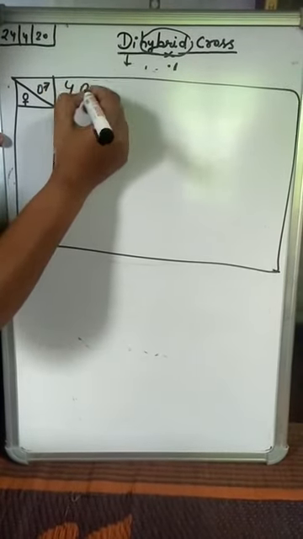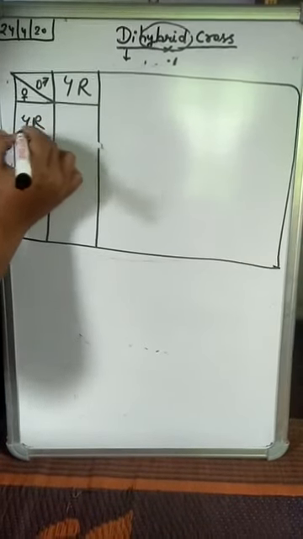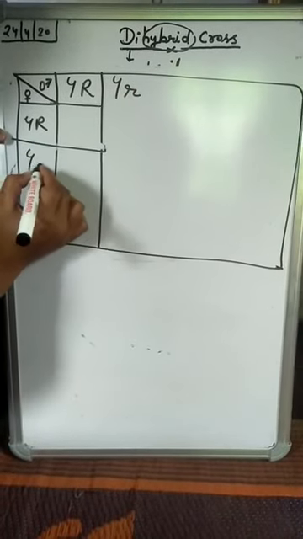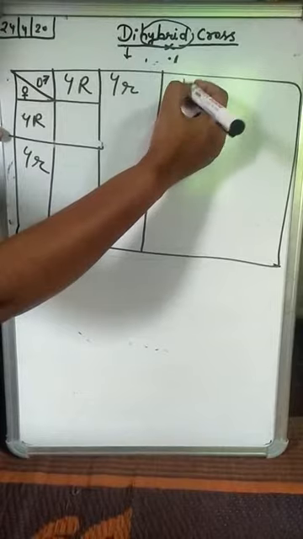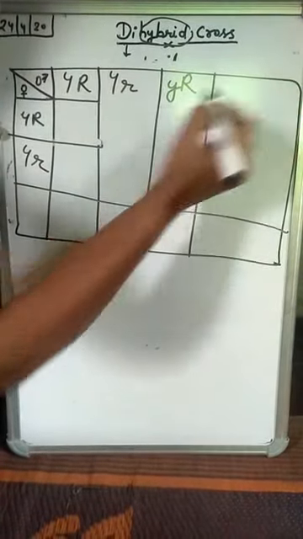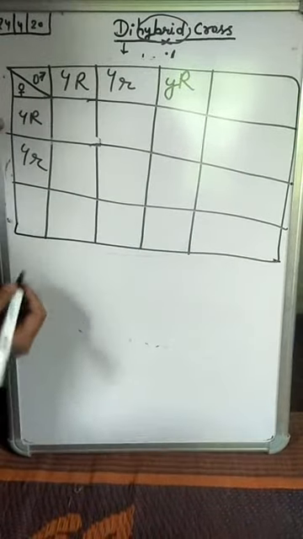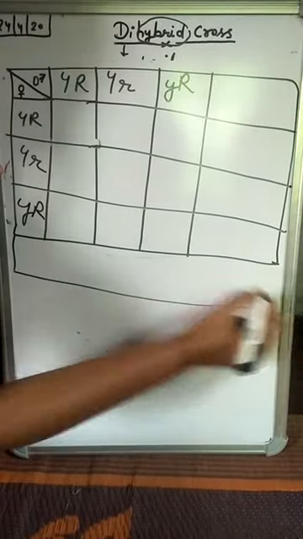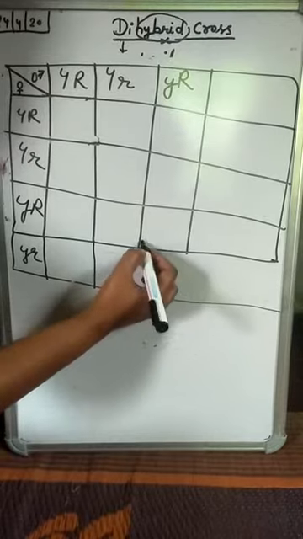So the gametes were capital Y capital R, capital Y small r, small y capital R, and the last one, the fourth type of gamete, small y small r.